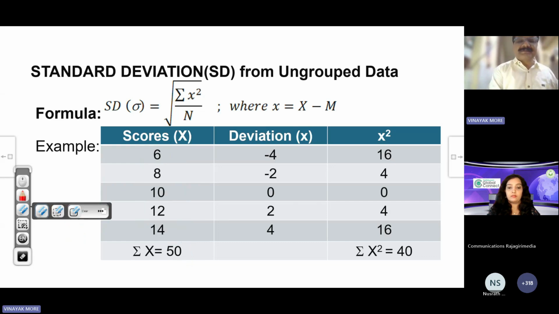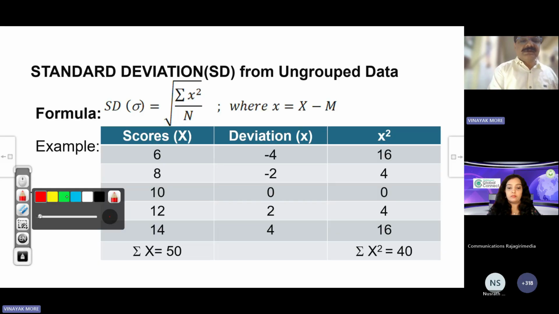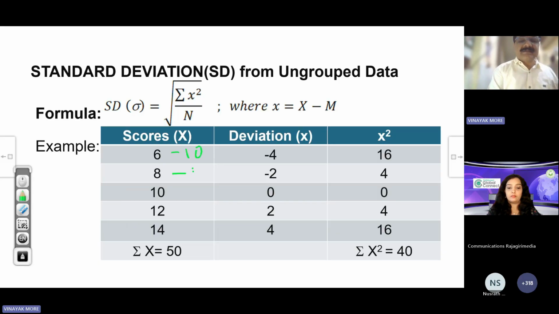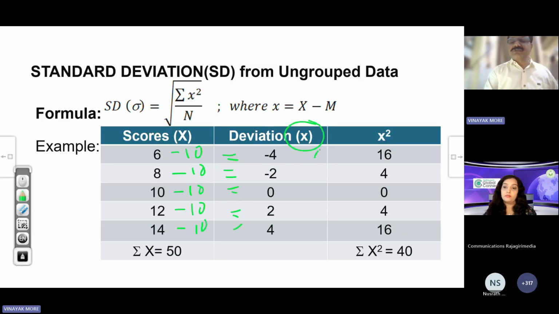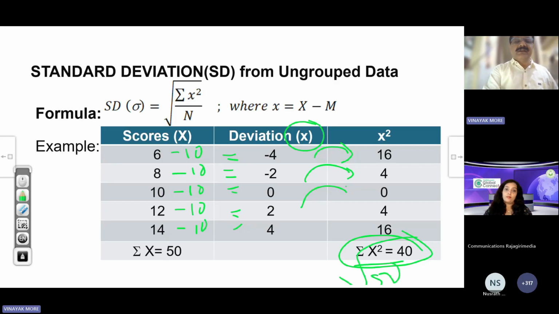Once you find the mean, you simply subtract that mean from each value: 6 minus 10, 8 minus 10, 10 minus 10, 12 minus 10, 14 minus 10, and you get these values. That is the deviation. Then you simply square it, and it will give you x square. If you add, it gives the summation of x square. So summation of x square divided by n is 50 divided by 5. If you take the square root of it, you will find the standard deviation. It's simple.